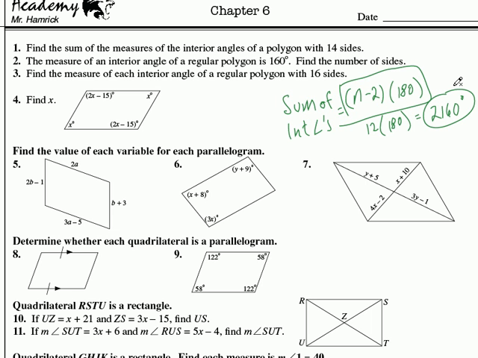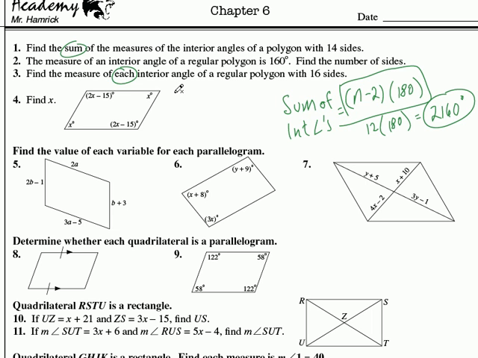2,160 degrees. Doesn't mean each angle is that, does it? What if it asks for each angle? Divided by how many sides you have? That only works on a regular polygon. So skip to number 3. Number 3 says find the measure of each interior angle. What does number 1 say? Find the sum, which means they all add up to be this. But this refers to each interior angle. So watch, what's true if it's a regular polygon? All the sides are equal and all the angles are equal.